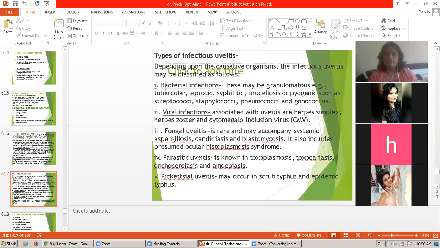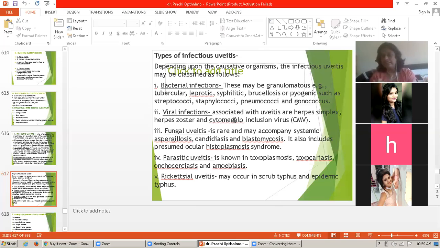Then fourth one is parasitic uveitis. It is known in toxoplasmosis, toxocariasis, onchocerciasis, amoebiasis, and then rickettsial uveitis, which may occur in scrub typhus and epidemic typhus.